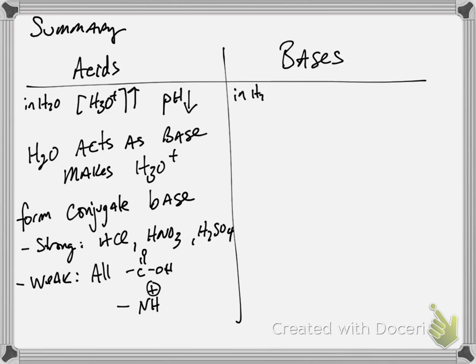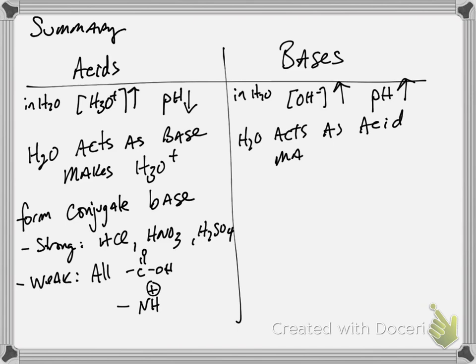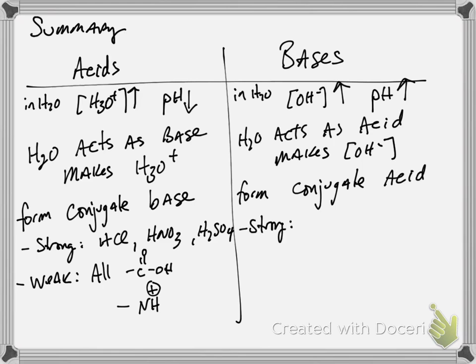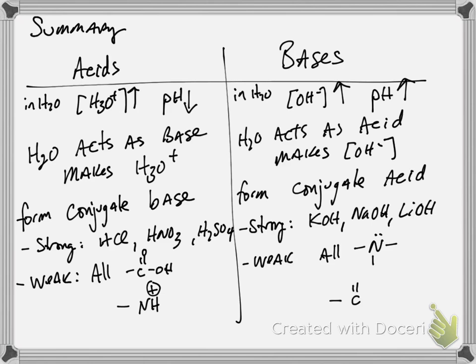So for bases, we have a similar summary. In water, they make hydroxide ions go up. They make the pH go up, become more basic than 7. Water acts as an acid, and by doing so, it makes its conjugate base, hydroxide ion. They always form their conjugate acids. Strong bases are the metallic hydroxides. You put those in water, you only get hydroxide ion. The weak bases are all neutral nitrogens with a lone pair, and all negatively charged oxygen atoms are also weak bases. All right, so that's our summary.